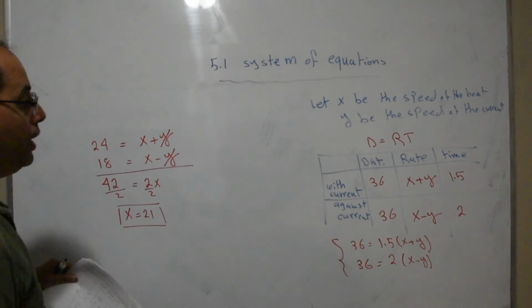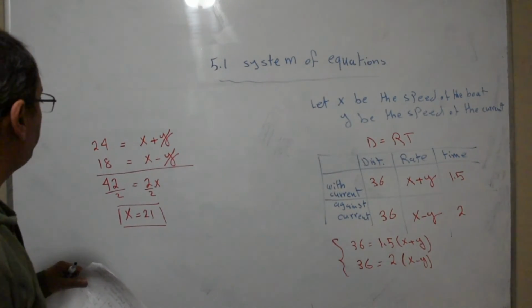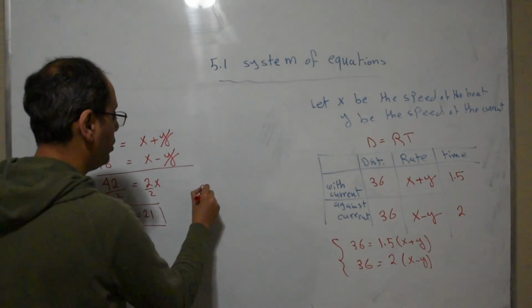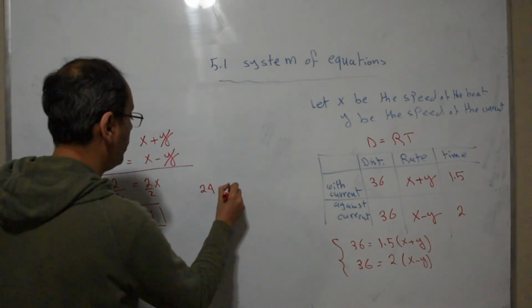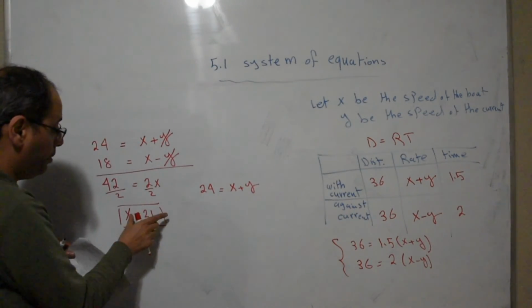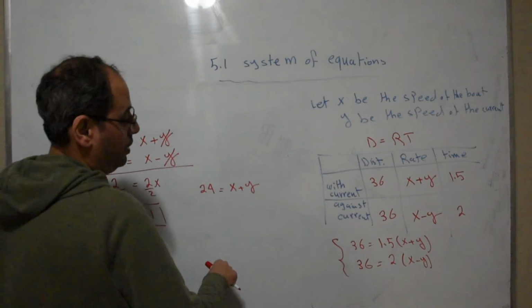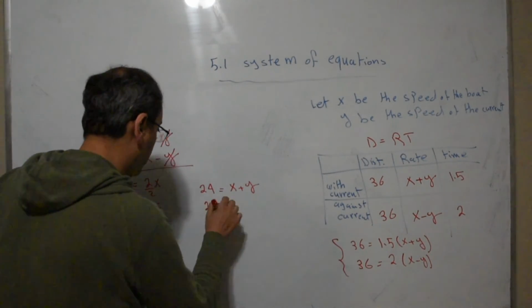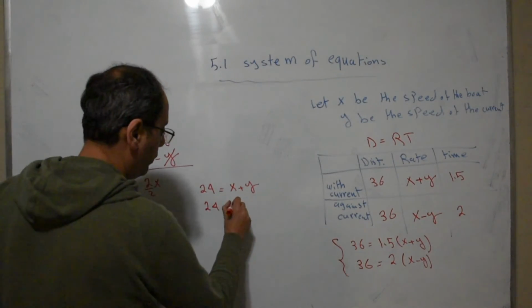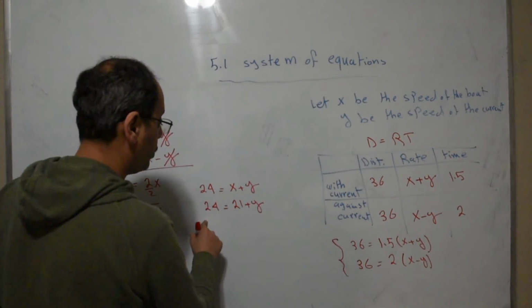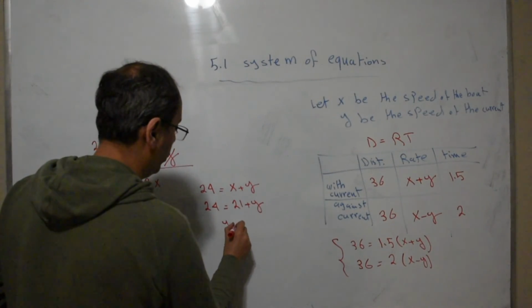Now, I am going to evaluate this here. I have 24 equals x plus y. You see how easy that is. So you don't have to go to this one. So that would be easier. So 24 equals x, which is 21, plus y. We subtract 21 from both sides, so I get y equals 3.